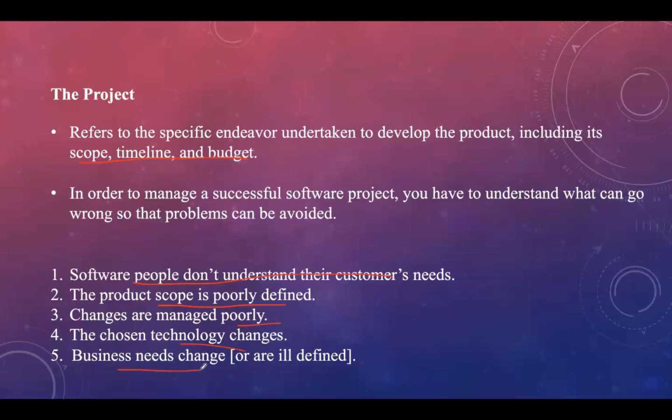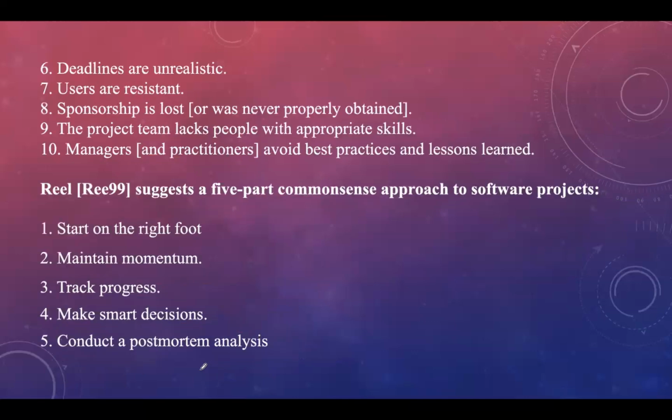Business needs change or are ill defined. If the business needs are not defined properly, or if the deadlines are unrealistic, frequent delays in meeting project milestones or deadlines can signal underlying issues. Users are resistant, or sponsorship is lost, or the project team lacks people with appropriate skills. If the people involved in the project do not have the necessary skills for project development, it impacts the quality of the project.